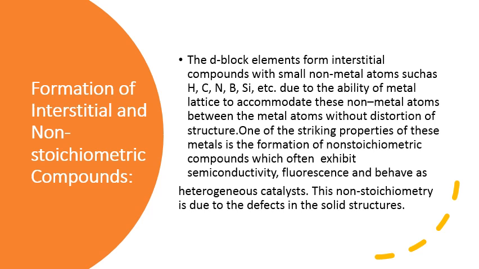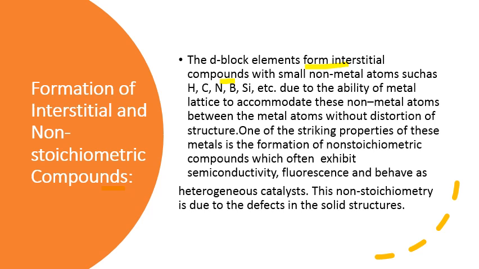So we have the two important characteristics of the D block elements, the formation of the interstitial and non-stoichiometric compounds. The D block elements form interstitial compounds. What are interstitial compounds? These are the compounds formed when an atom with a small radius occupies the interstitial site, or the hole, in the metal lattice.